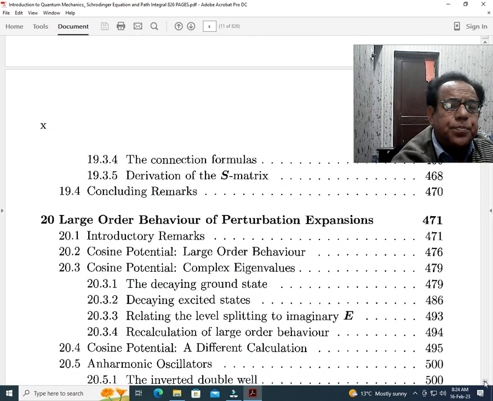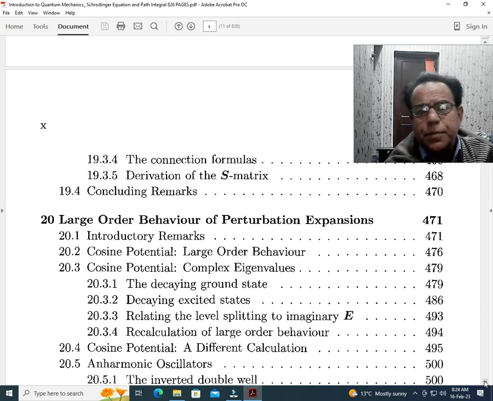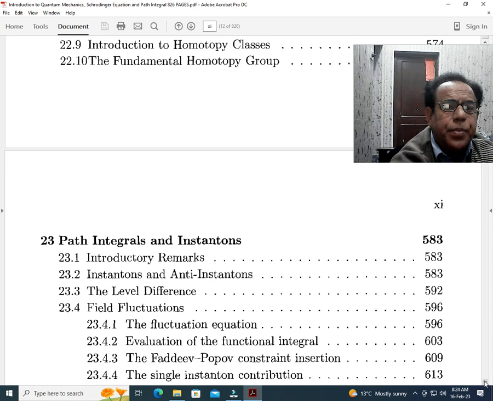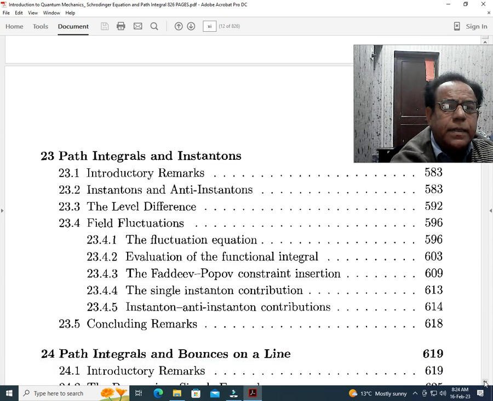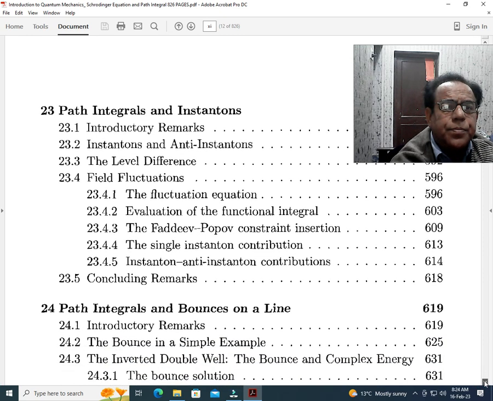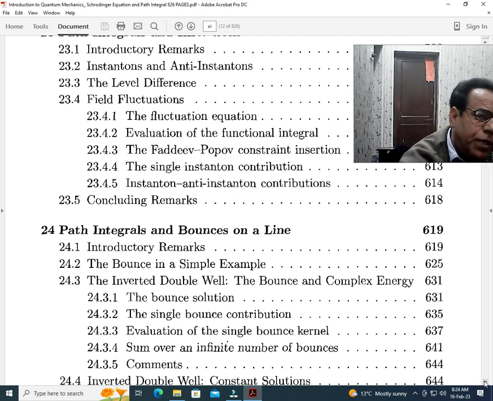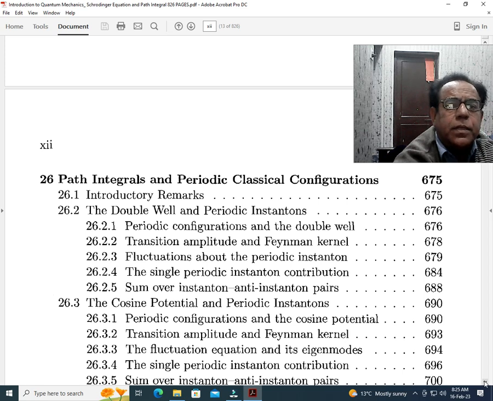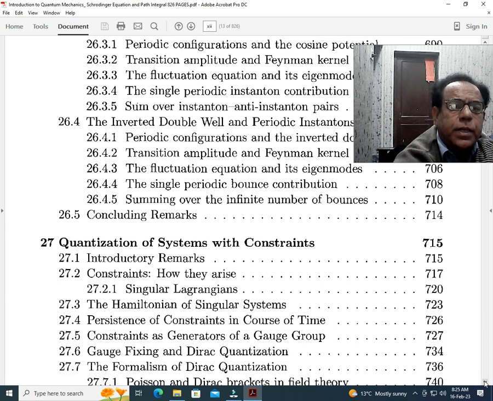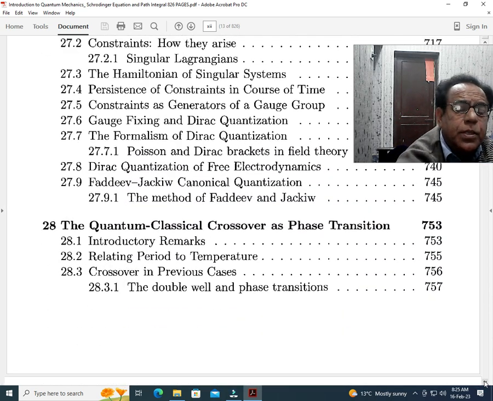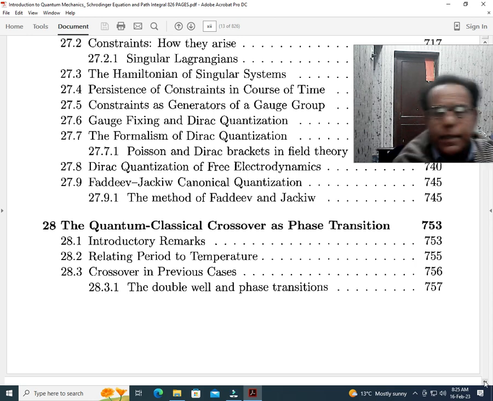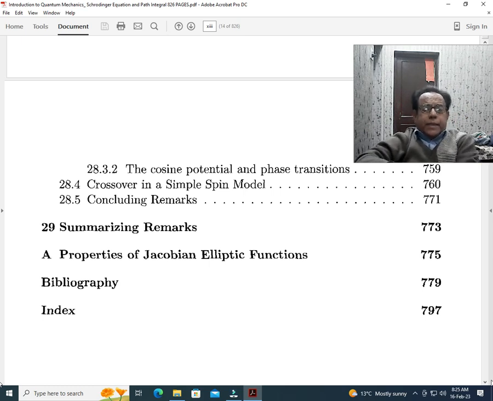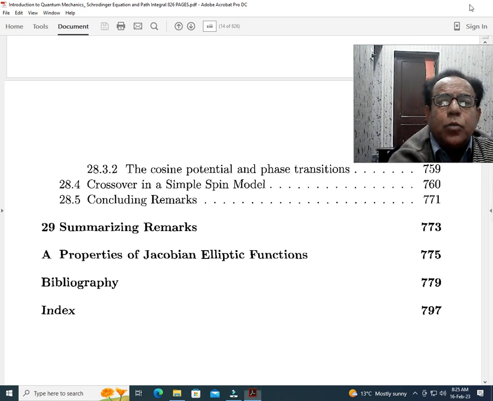Singular potentials, large order behavior of perturbation expansions, the path integral formalism, classical field configurations, path integral and instantons, path integrals and bounces on a line, periodic classical configurations, path integrals and periodic classical configurations, quantization of systems with constraints, the quantum classical crossover as phase transition, summarizing remarks, and then the index is given at page number 797. Now we move to the next book.